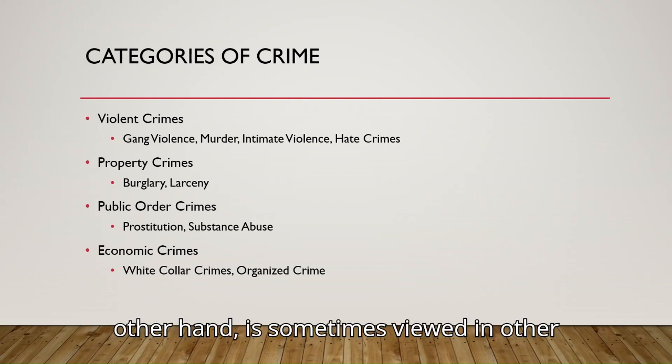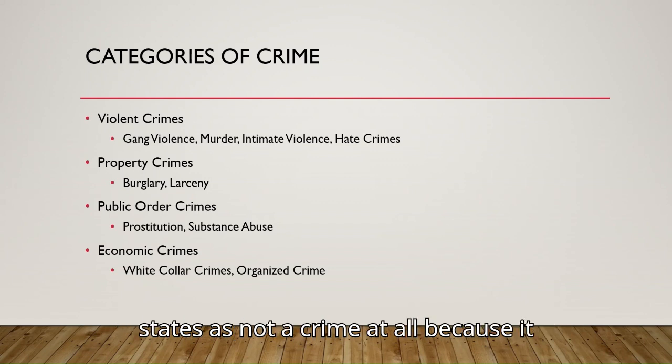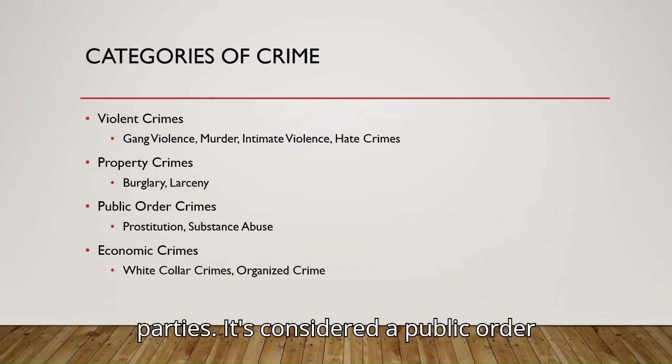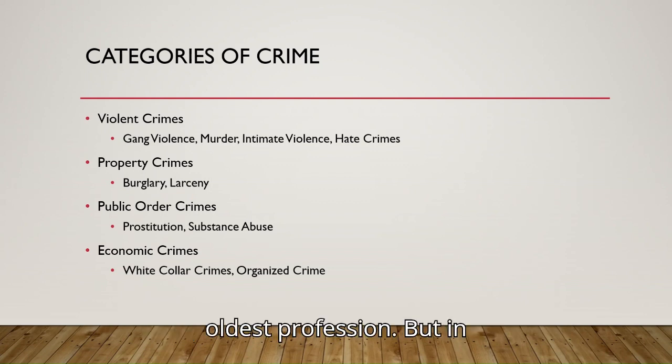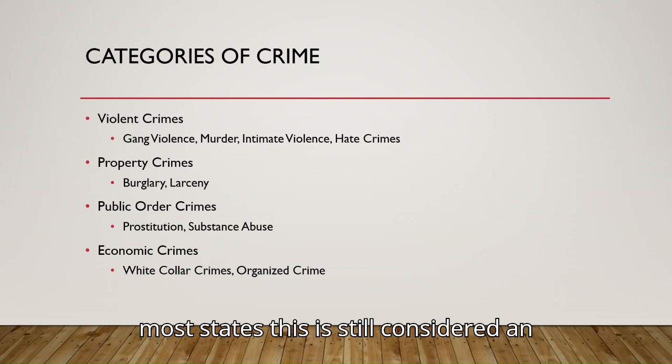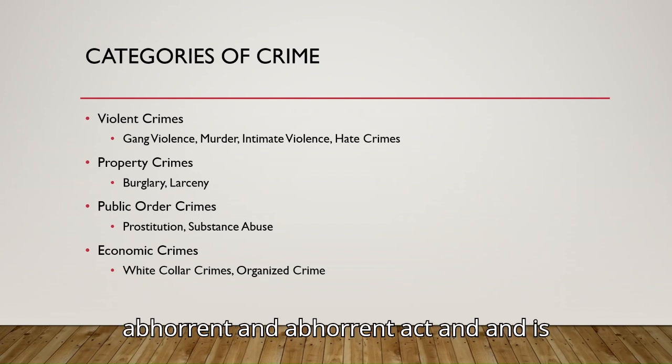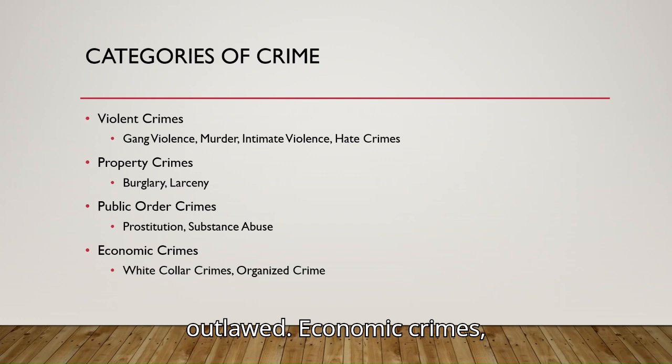Prostitution, on the other hand, is sometimes viewed in other states as not a crime at all because it involves the consensual act of two parties. It's considered a public order crime and has for a long time, even though some people call it the world's oldest profession. But in most states, this is still considered an abhorrent act and is outlawed.